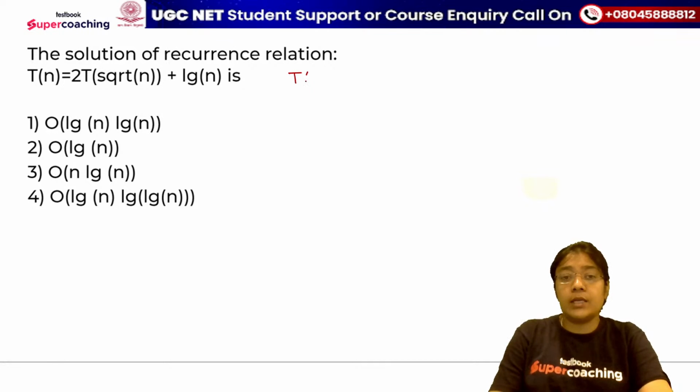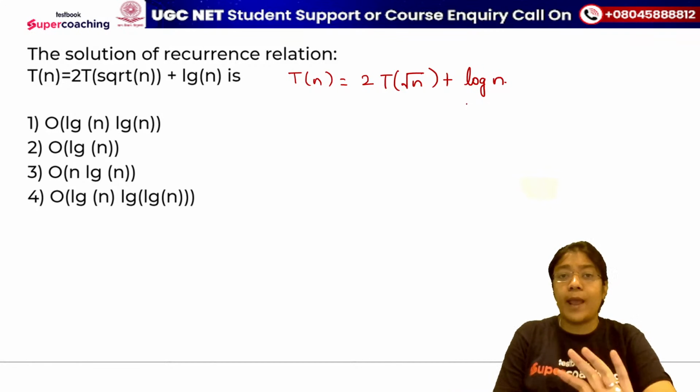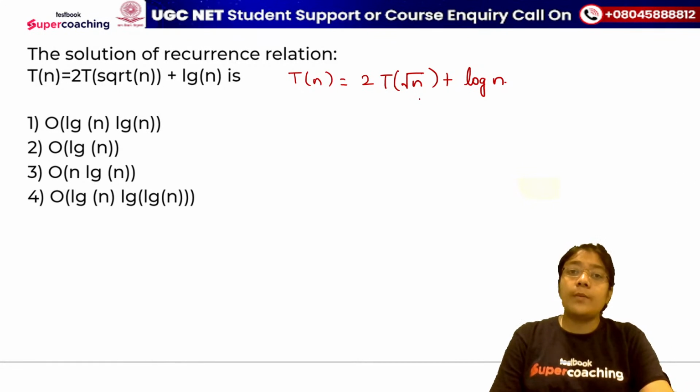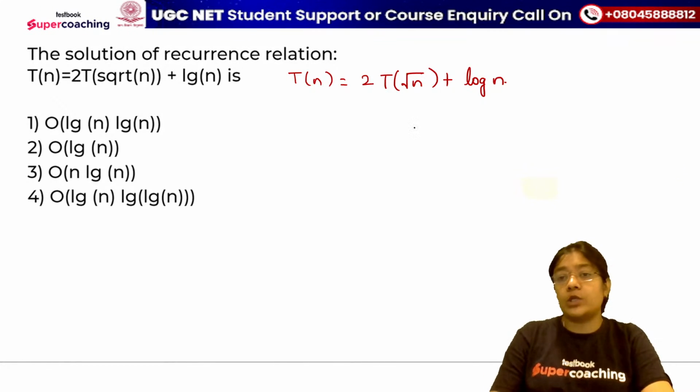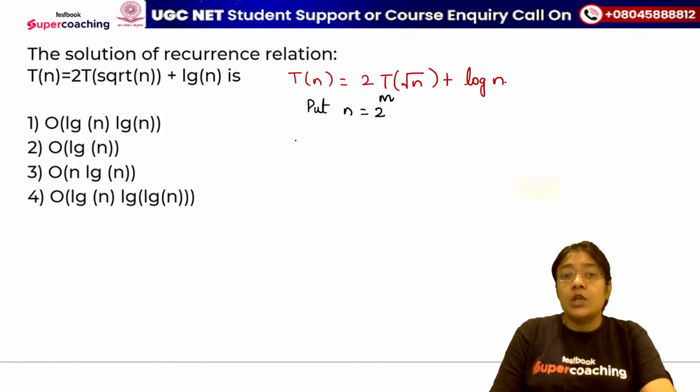So T of n is given as 2T root n plus log n. सब्सटीट्यूशन से तो सब लोग कर लेंगे. So let me solve it by converting to the Master's theorem, and that is the easiest approach. कन्वर्ट करने का, जब भी इस टाइप के रूट वाले क्वेश्चंस आते हैं, then in that case we are assuming n is in the format of 2 raised to power m. Let's introduce a variable m.